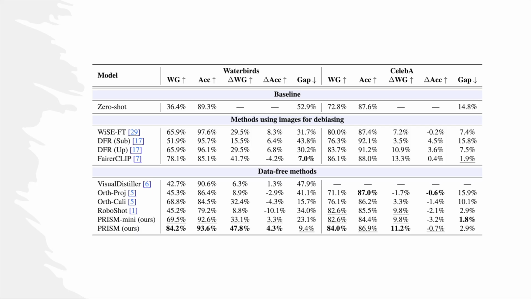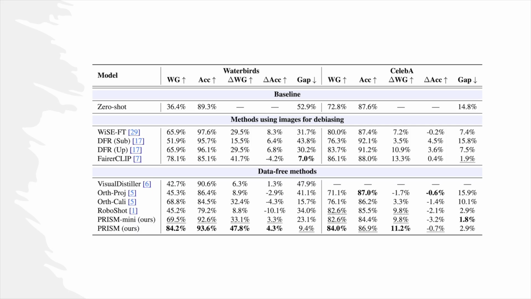Here is the key takeaway. Prism reaches the best debiasing among data-free methods without sacrificing accuracy, pushing the worst group versus accuracy frontier forward on both datasets. Prism Mini lands second best among all data-free methods at a fraction of the compute.